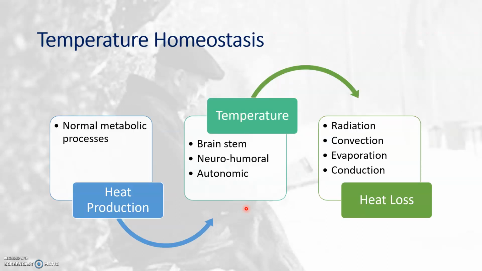When we're thinking about hypothermia, we need to have an idea of how temperature homeostasis works. There are three main components of temperature homeostasis: heat production, temperature control, and heat loss. Heat production is a normal byproduct of all the metabolic processes of the body. And in fact, once this heat is produced, the work of the body is then to get rid of excess heat and maintain a steady core temperature.